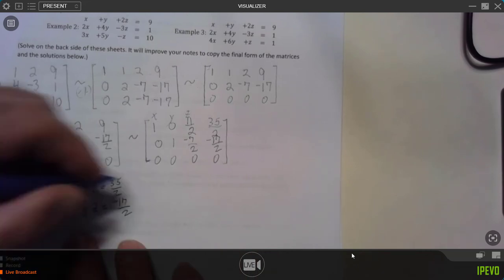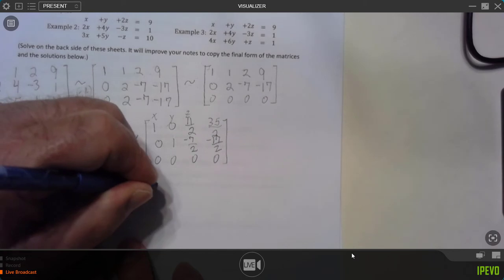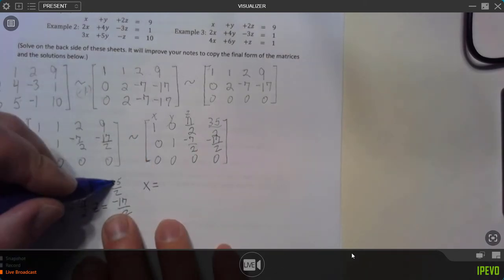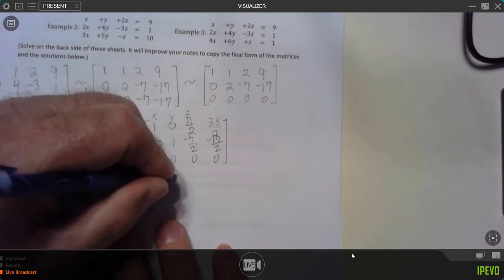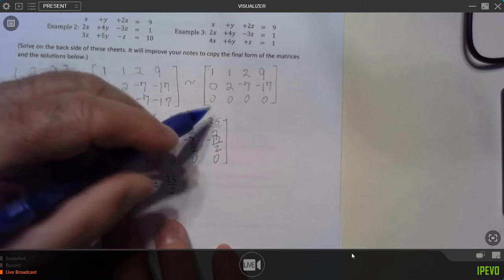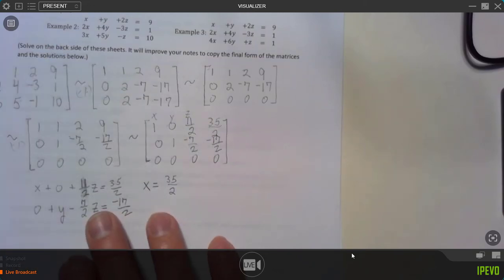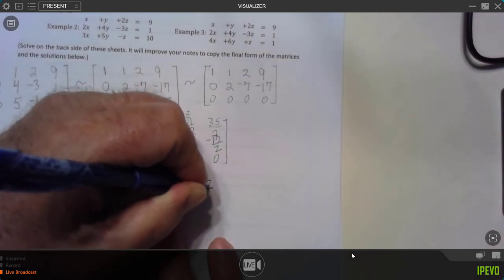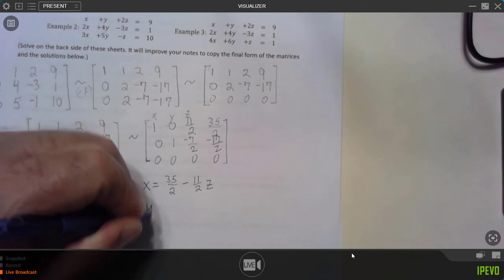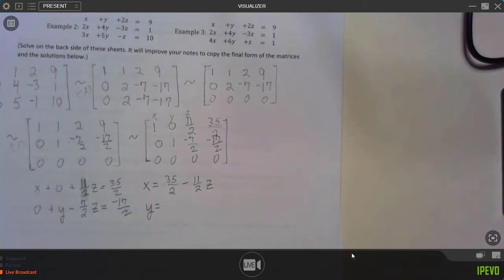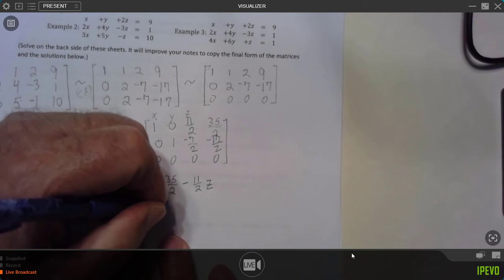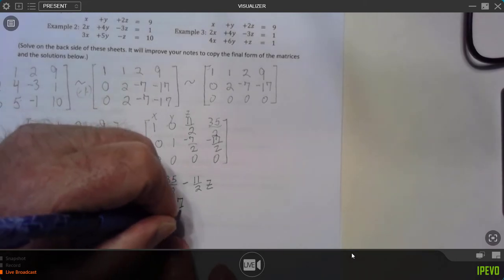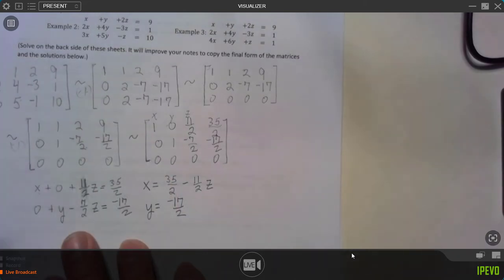Now, I can solve this for x. It says x is equal to, let's take this one first, 35 halves, that's the right-hand side, minus 11 halves times z. And this says that y is equal to minus 17 halves plus 7 halves z.